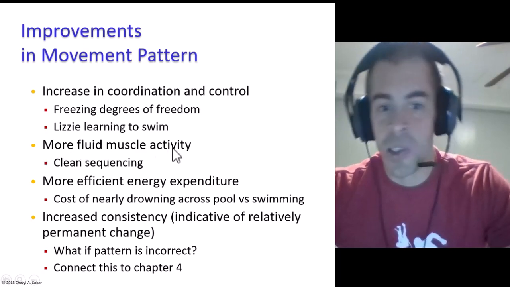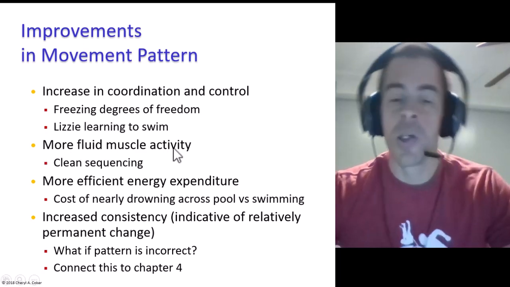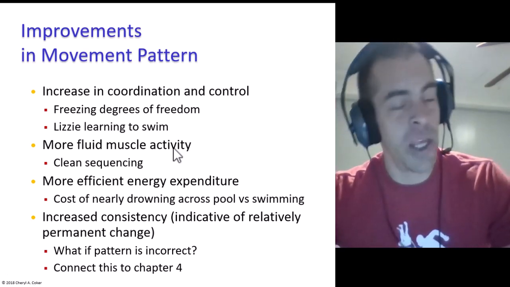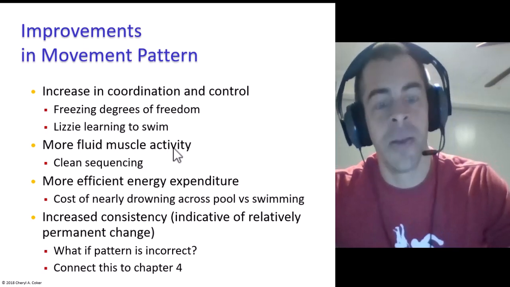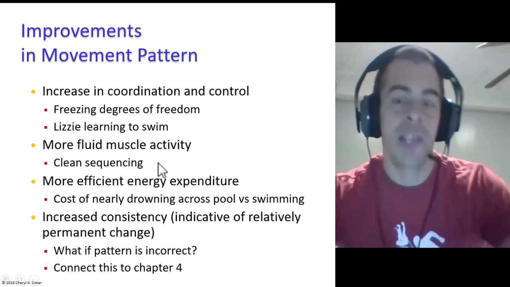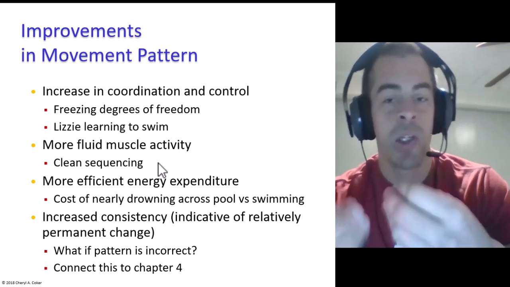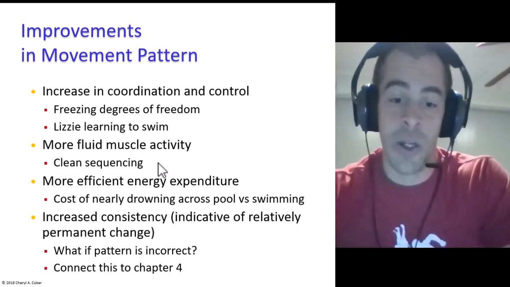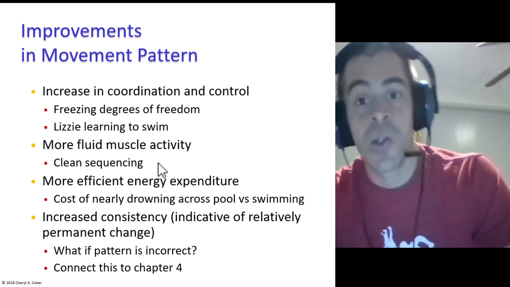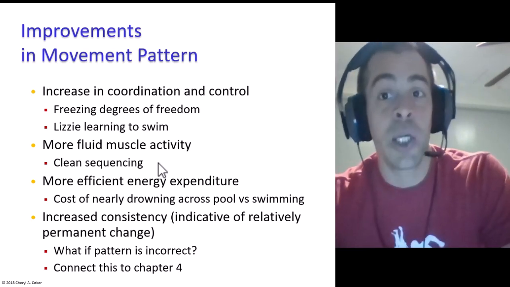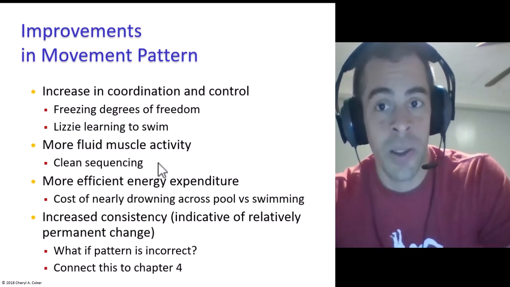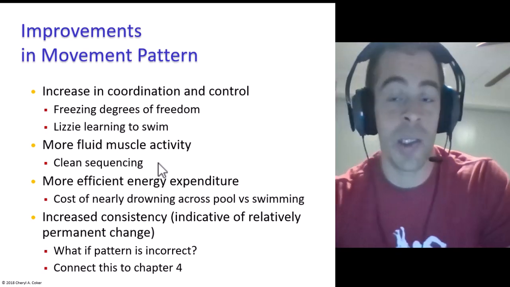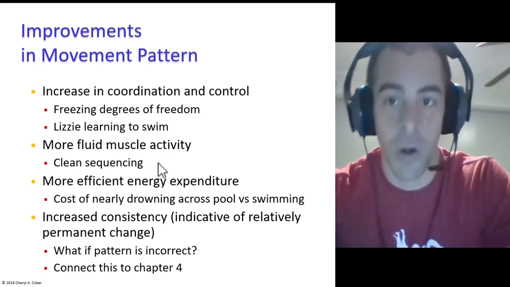More fluid muscle activity. So as somebody starts to learn, it just starts to look right, right? It's harder to say other than, yeah, that looks right, okay? And that's because the sequencing starts to be done properly, right? More efficient energy expenditure, right? Going back to swimming, if you see a new learner learning how to swim, it might take them, I don't know, a minute, 2 minutes, 3 minutes to swim across an entire 25-yard pool, right?